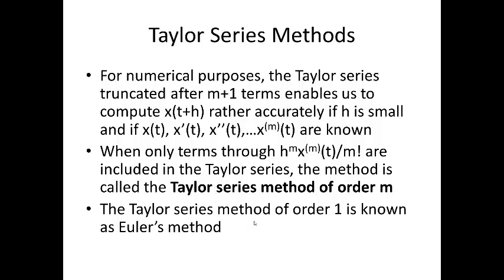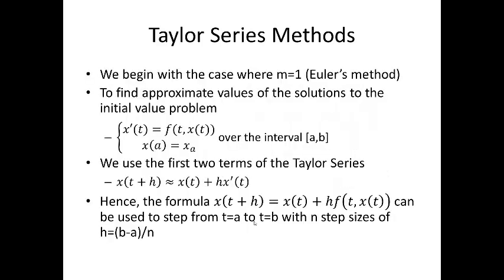Let's look at some pseudocode for accomplishing Euler's method. We can begin with the case where m is equal to 1. Again, this is Euler's method. To find approximate values of the solution to the initial value problem, we use the first two terms of the Taylor series. So x of t plus h is approximately x of t plus h times x prime of t. Hence the formula x of t plus h is equal to x of t plus h f of t comma x of t can be used to step from t equals a to t equals b with step sizes of h equals b minus a divided by n.